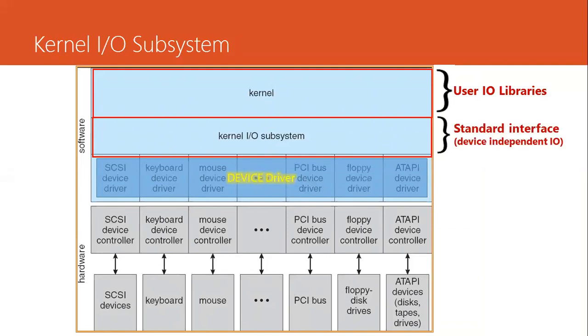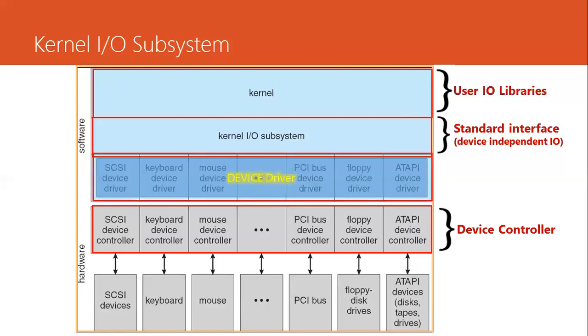Kernel IO subsystems are standard interfaces, device-independent IO libraries. The kernel IO subsystem interfaces with device controllers through the device drivers, right? So this is the place where the device driver actually fits in. It is part of the kernel IO subsystem. So you can imagine how much device hardware you need to know while writing code at the device driver level. And finally, this is the actual hardware device.